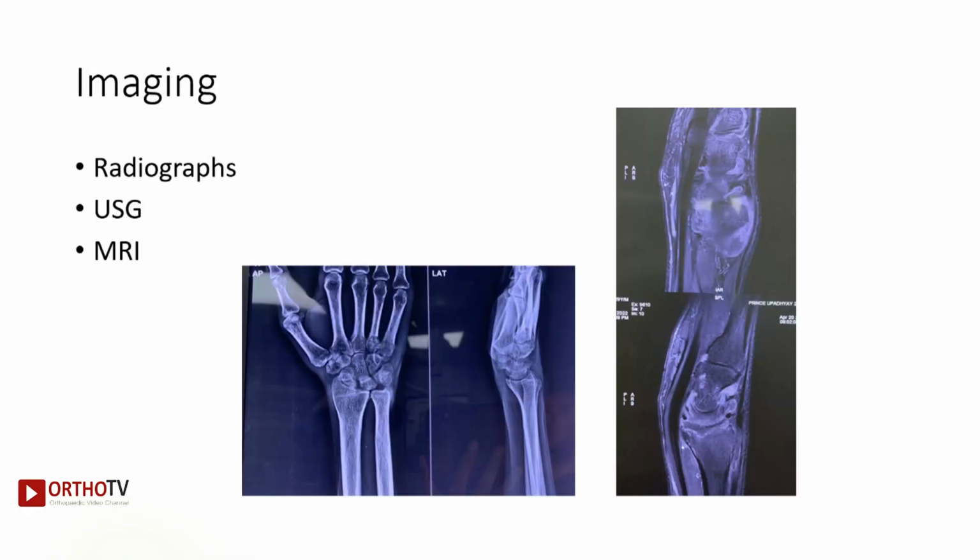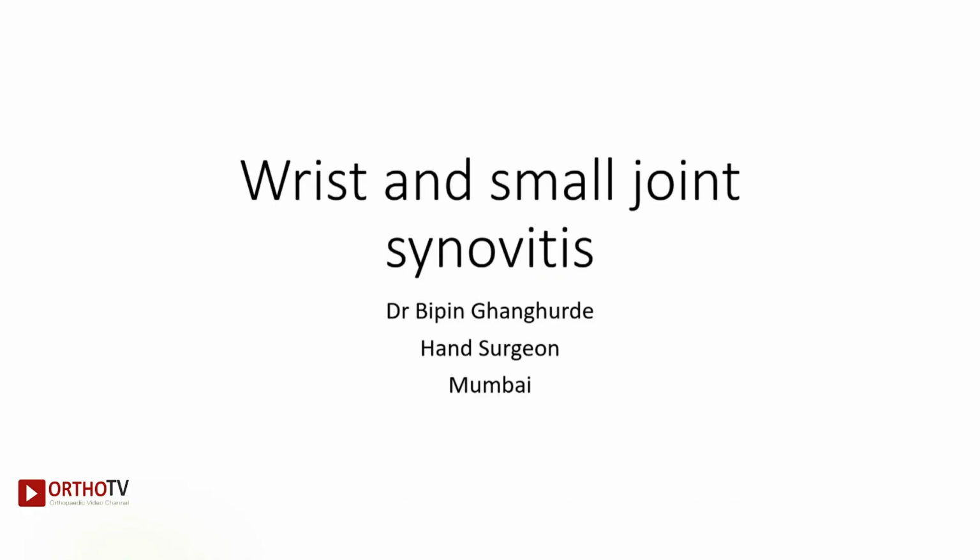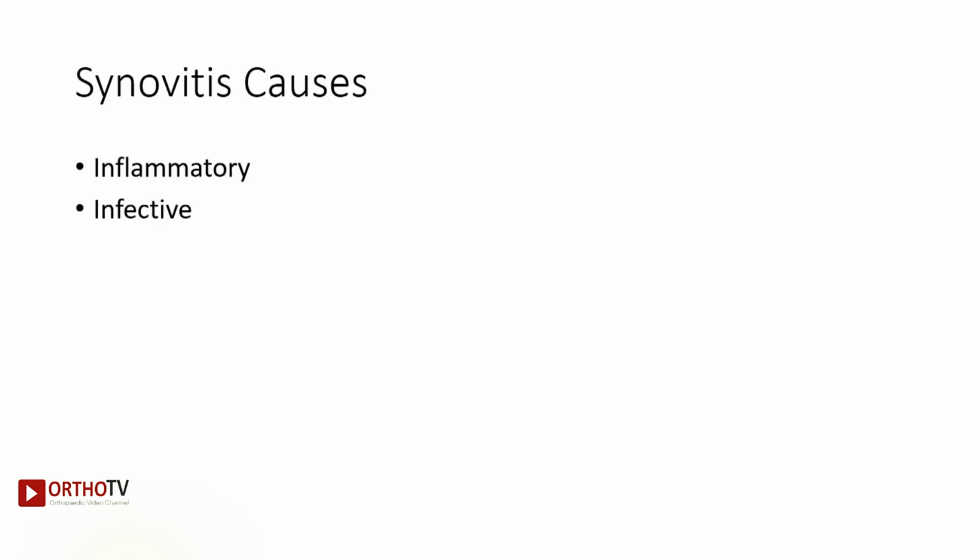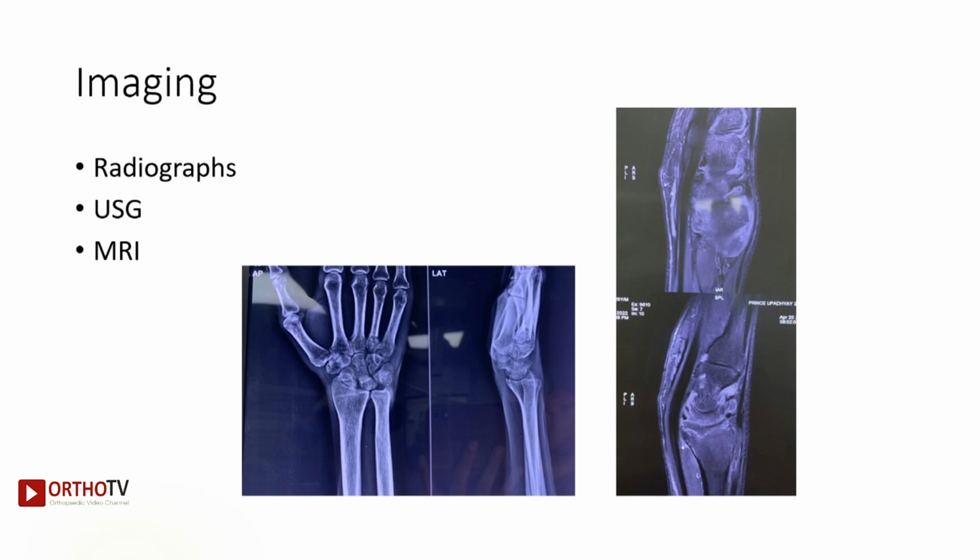So coming to the causes of synovitis of the wrist and small joints, mostly it can be inflammatory. That is what we are talking about. Inflammation can be rheumatoid arthritis and multiple other things, and infection. Infection can be tuberculosis, or any other subtle infection can also cause synovitis.